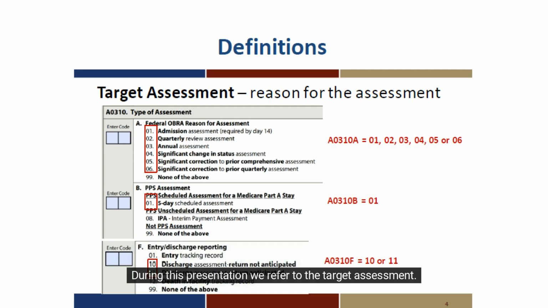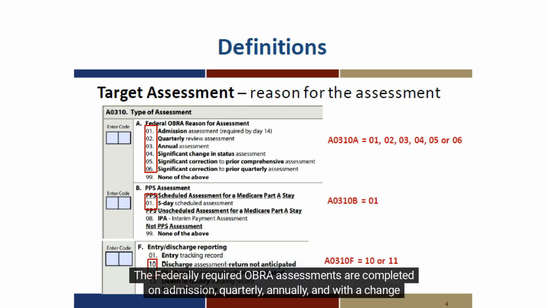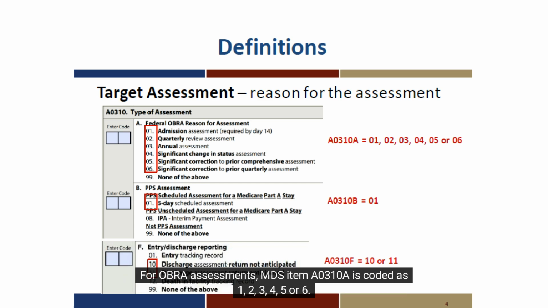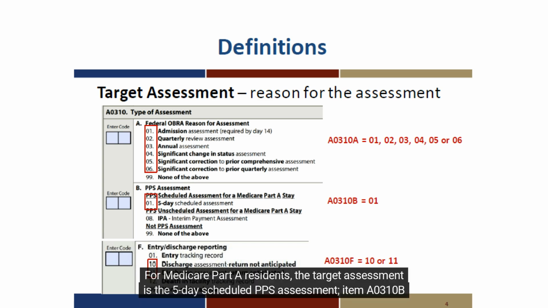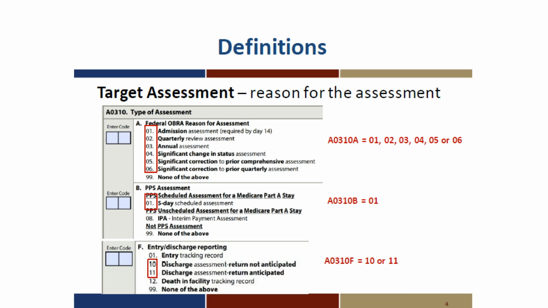During this presentation, we refer to the target assessment. This is the reason for the MDS assessment. The federally required OBRA assessments are completed on admission, quarterly, annually, and with a change in status. An OBRA assessment may also be completed when making a significant correction to a prior MDS assessment. For OBRA assessments, MDS item A0310A is coded as 1, 2, 3, 4, 5, or 6. For Medicare Part A residents, the target assessment is the 5-day scheduled PPS assessment. Item A0310B is coded as 01.